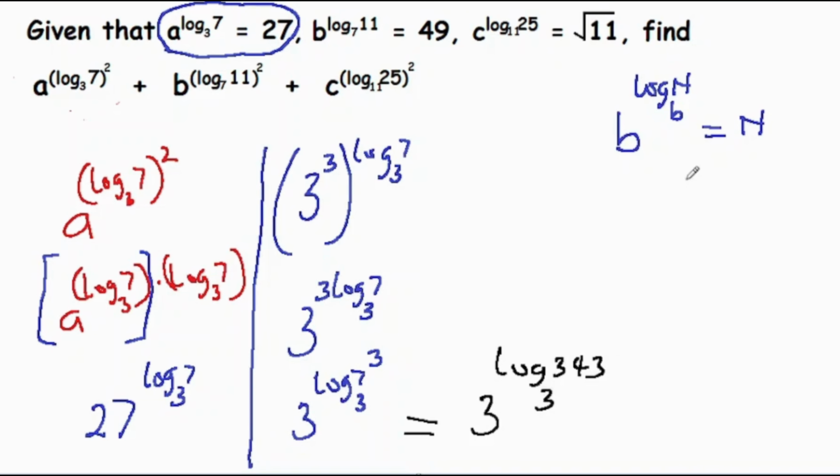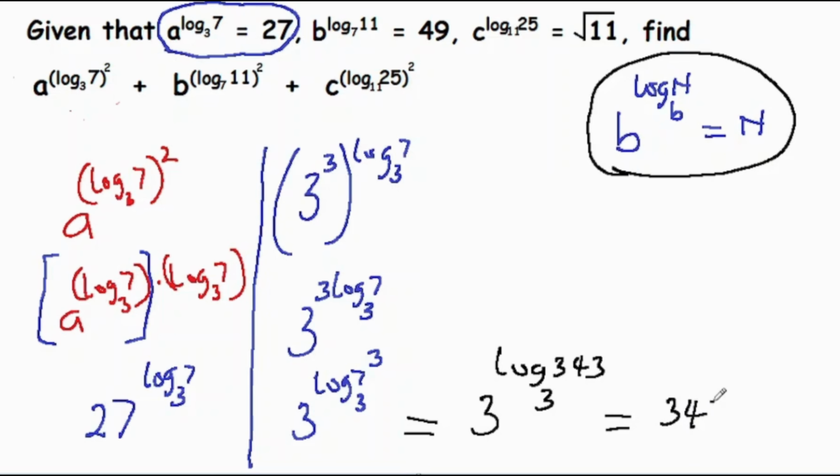Now, if we consider the property that we discussed earlier at the beginning of this video, that's why I still put it up there. When you have b raised to power log n base b, that's going to give you n. So 3 raised to power log 343 base 3 is going to give us 343. So the first term is 343. Let's keep the first term here.